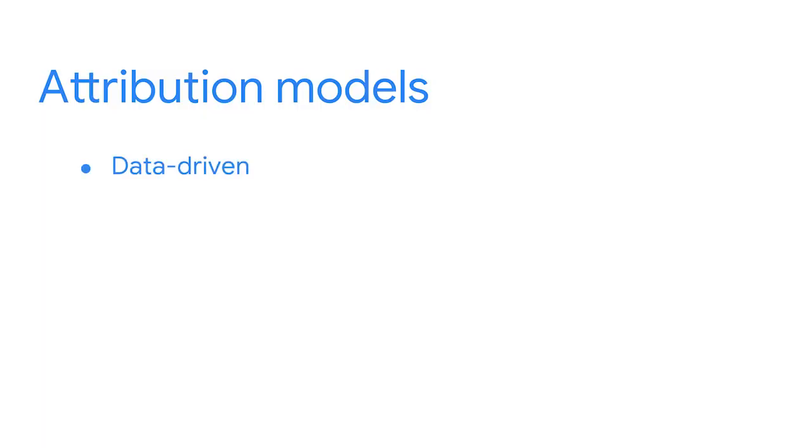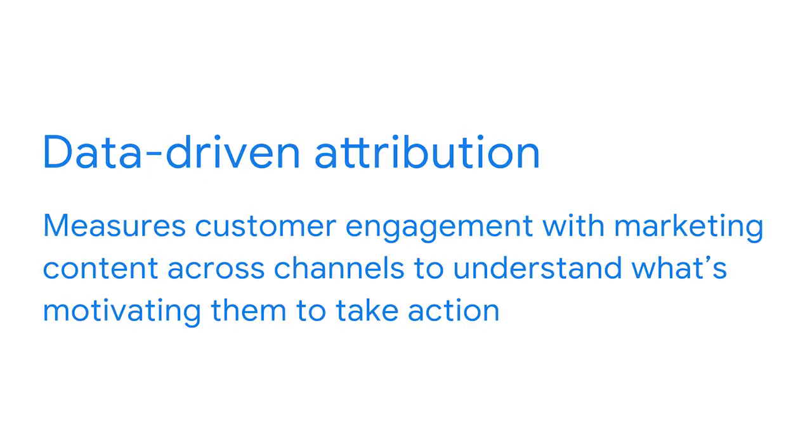Businesses have some choices when it comes to attribution models. We won't go over all of them here, just a few to give you a sense of how they attribute success. Data-driven, first click, last click, and linear. Data-driven attribution measures customer engagement with marketing content across channels to understand what's motivating them to take action. It assigns credit to each touch point based on statistics, like which ads or keywords most often lead to conversions. Data-driven attribution draws on real customer behaviors to assign credit. But if you don't have enough meaningful data for this model, there are other options. Here are a few examples.